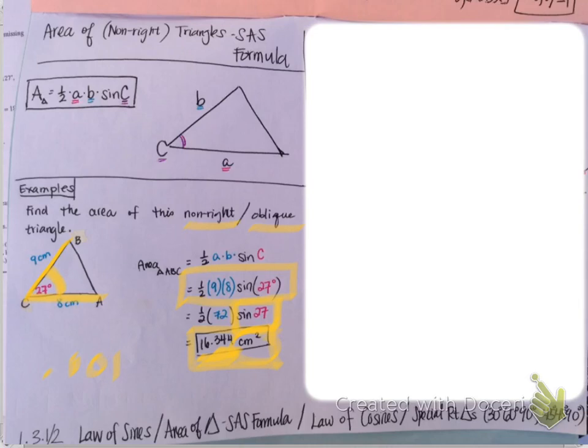But make sure you don't round off until the very end. In between, if I started rounding off right here and multiplied it by 1/2 times 72, I'm not going to get as accurate. I'm saving all the numbers until the very end.